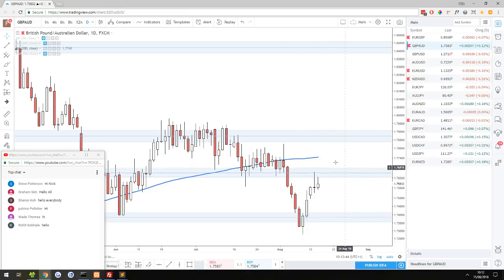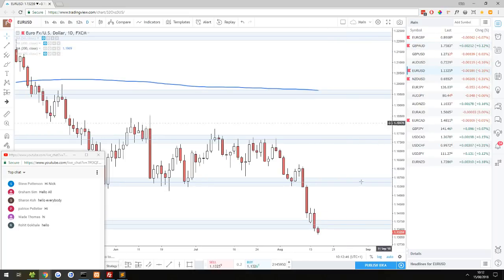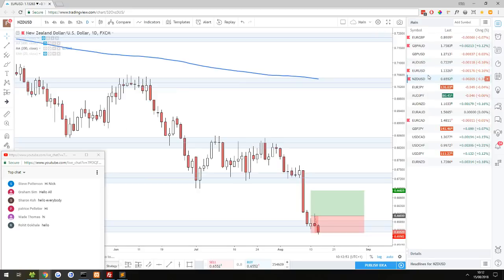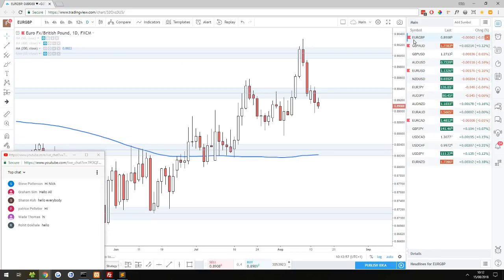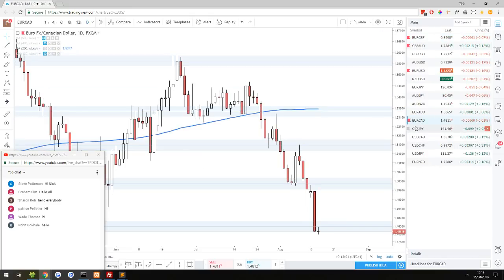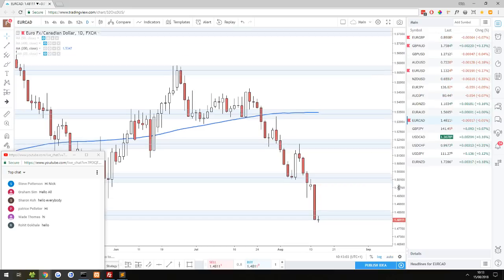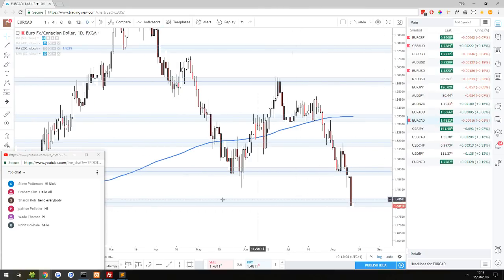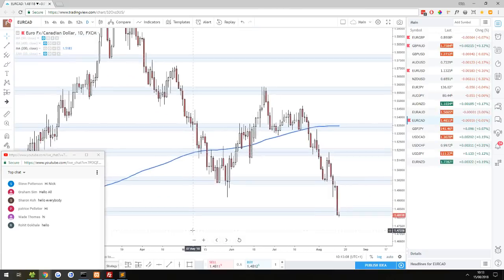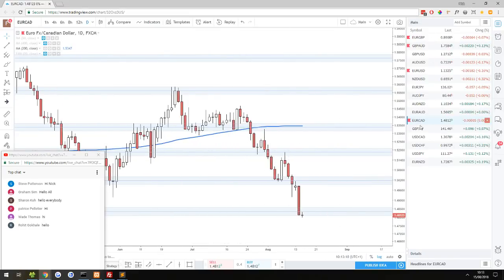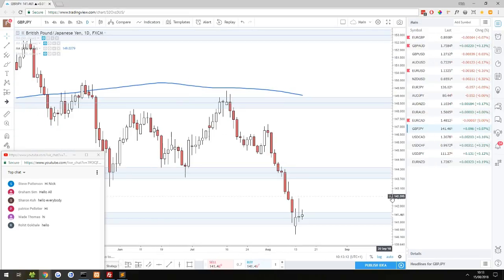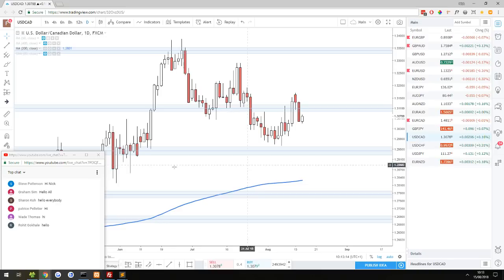GBPAUD, I guess, but that is not really a great one. EURUSD potentially, but it's really not a great one either, because it could still be headed down. And EURCAD, but again, not a great one because the support area is a bit iffy. So yeah, it's a bit of a boring day. But let's see if we can get some trading done on the lower time frames.